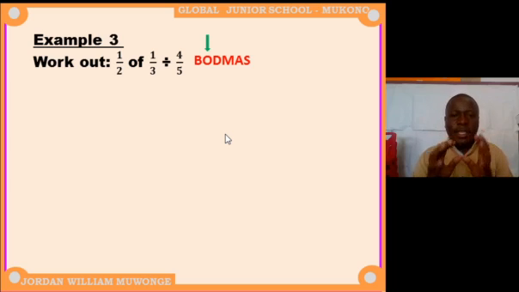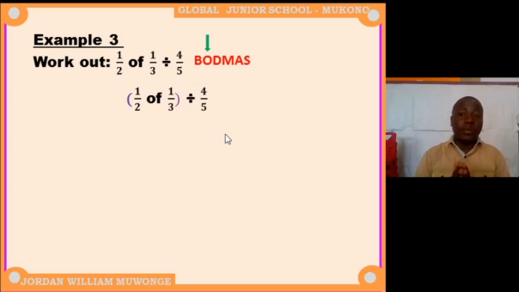Meaning that in this number, where that word of is, those fractions must be put in brackets. Why are we introducing brackets here? To show that we are beginning with that operation. But remember, I'm going to ask someone, which sign must substitute the word of?